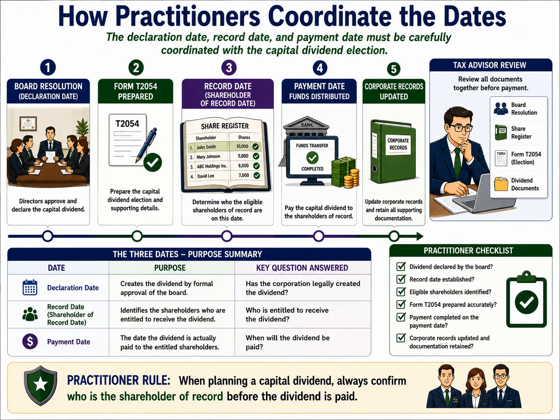A correct CDA calculation is important. A correct T2054 election is important. But if the corporation pays the dividend to the wrong shareholder, significant legal and administrative problems can arise. That's why successful capital dividend planning is not just about tax calculations. It's also about properly coordinating the declaration date, record date, payment date, and supporting corporate documentation.